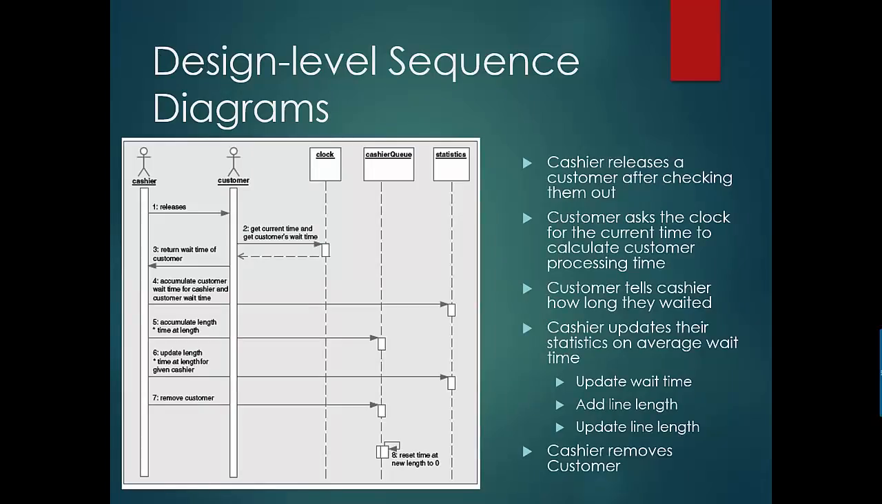Here, we extend an earlier sequence diagram to indicate how statistics are maintained over multiple customers. The cashier finishes processing the customer, and then the customer determines their wait time and tells the cashier. The cashier then accumulates that time in the statistics object. The cashier also accumulates the length of their line multiplied by the time the line has been that long through the cashier queue. The cashier then updates their length of time with the statistics object. Finally, the cashier removes the customer completely from their line, and then the cashier queue resets its timer.